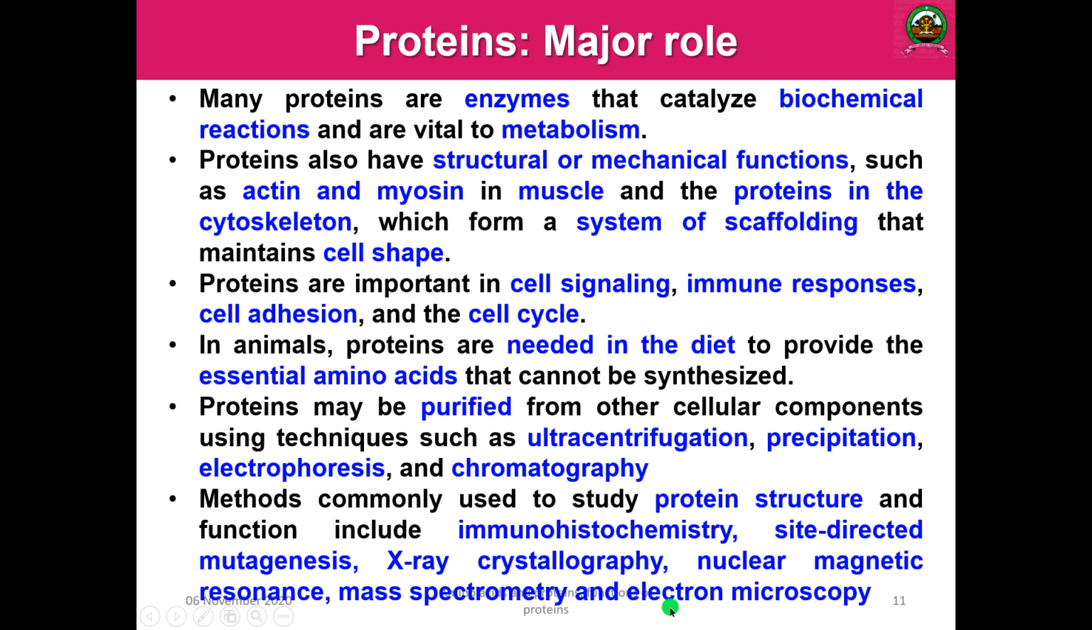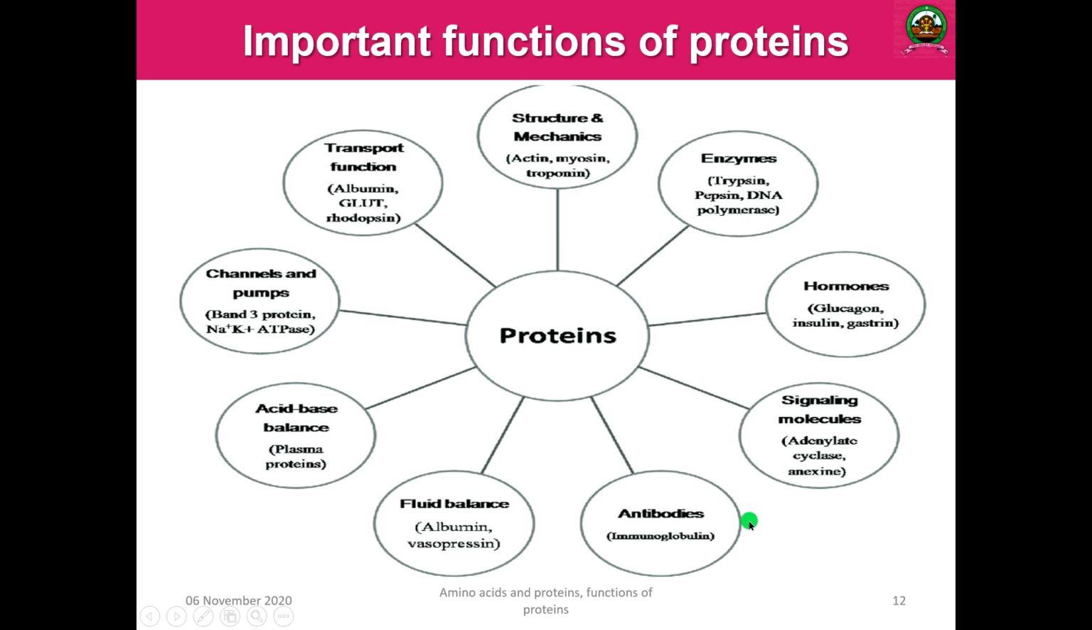In 2017, the scientific community got a Nobel Prize. A scientist called Joachim Frank, along with other scientists, Henderson among them, got a Nobel Prize. Then mass spectroscopy can also be used to study protein structure, and site-directed mutagenesis can be used, and immunohistochemistry can also be used to study different proteins. So these are the various methods to study the structure of proteins.